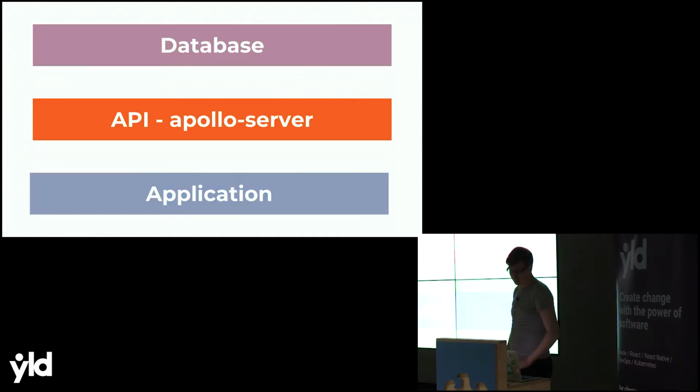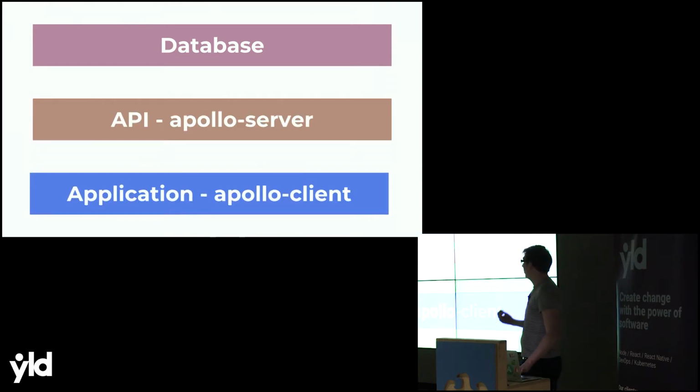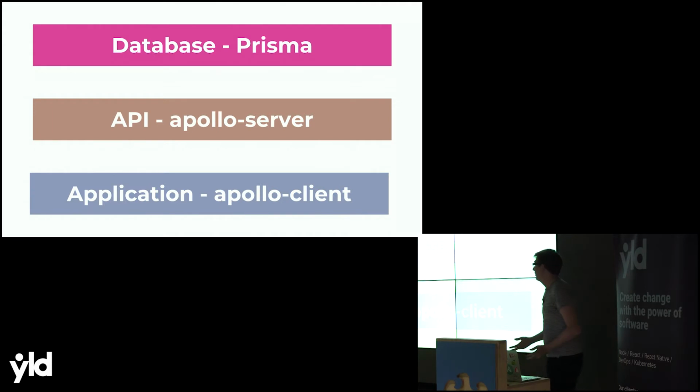We use a few tools for that. For the API, we use something called Apollo Server. For the front end, something called Apollo Client, and the database can be something called Prisma. Those are the three tools we're going to use, and that's about all the slides I'm going to get, unfortunately. So I'm going to dive straight into code.